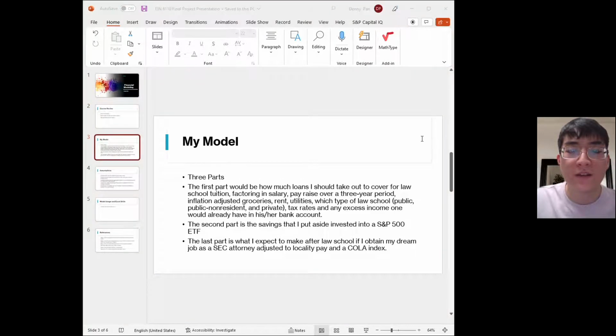My model has three separate parts. First, the most important one will tell me how much extra capital, in this case loans, I have to take out to go to law school. This lets me see how much I would take out in loans, assuming a 3-year law school, either public non-resident or private, each year with an adjusted price based on a regression model.